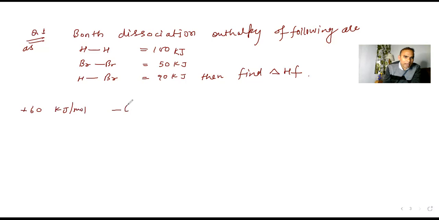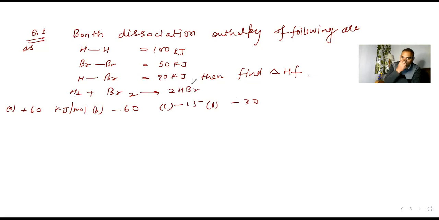Then minus 60, minus 15, minus 30. So this is the A number, here is going to be B number, C number, D number. One more thing they have given, the equation H2 plus Br2 gives 2HBr. So these things they have given. So how can you be able to solve? Let us try to solve the problem.